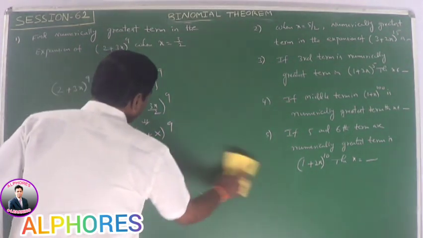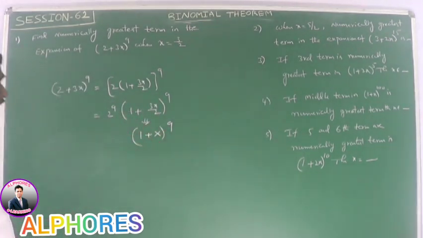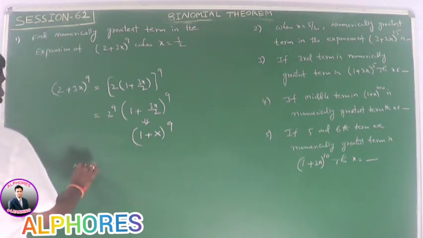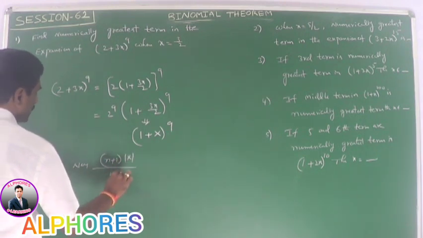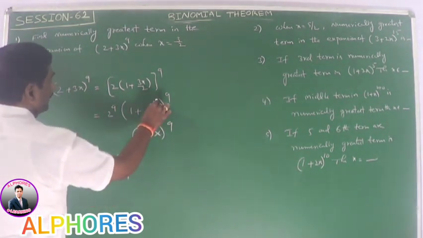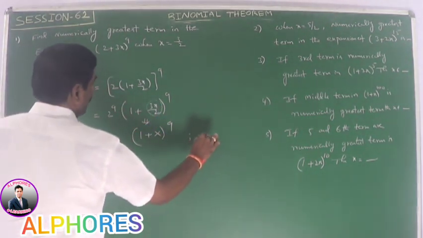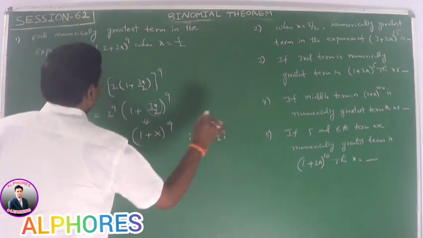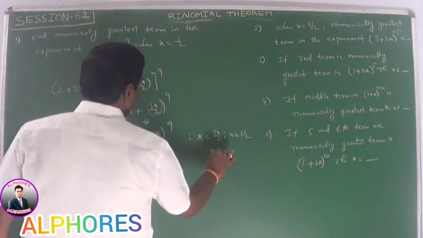Now it is in the form of (1 plus x) whole power 9. For getting the numerically greatest term, first we find (n plus 1) into mod x by (1 plus mod x). What is the value of x here? Capital X is equal to 3x by 2, and at the same time small x is equal to 3 by 2, and n is equal to 9.